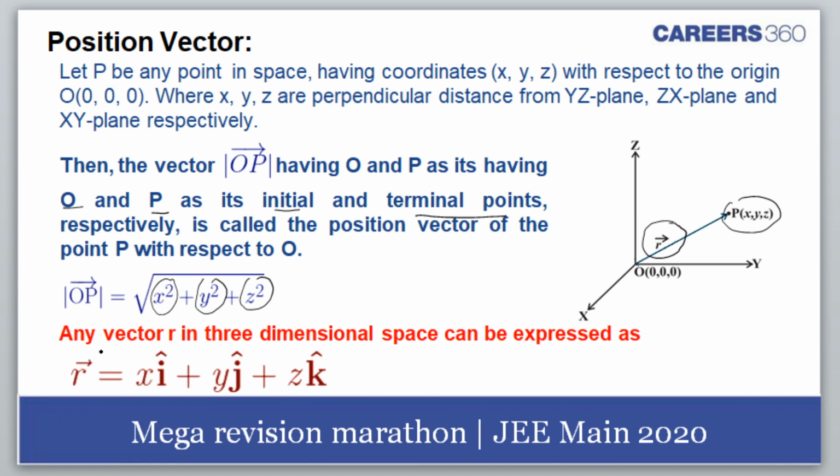Now here, any vector r in three-dimensional space can be expressed as r is equal to x i cap plus y j cap plus z k cap. Now what are i, j and k? i, j, k are the unit vectors.